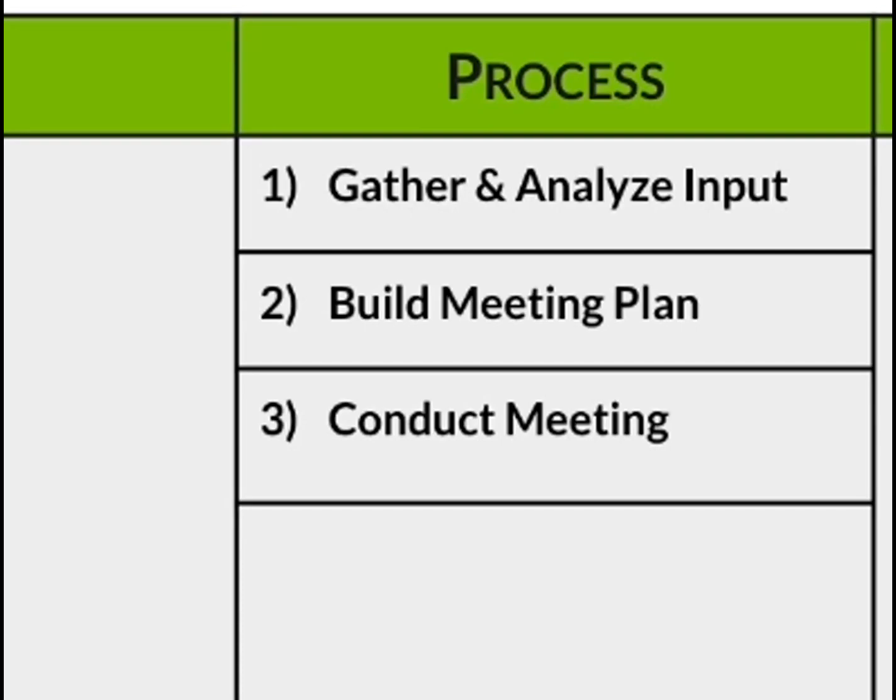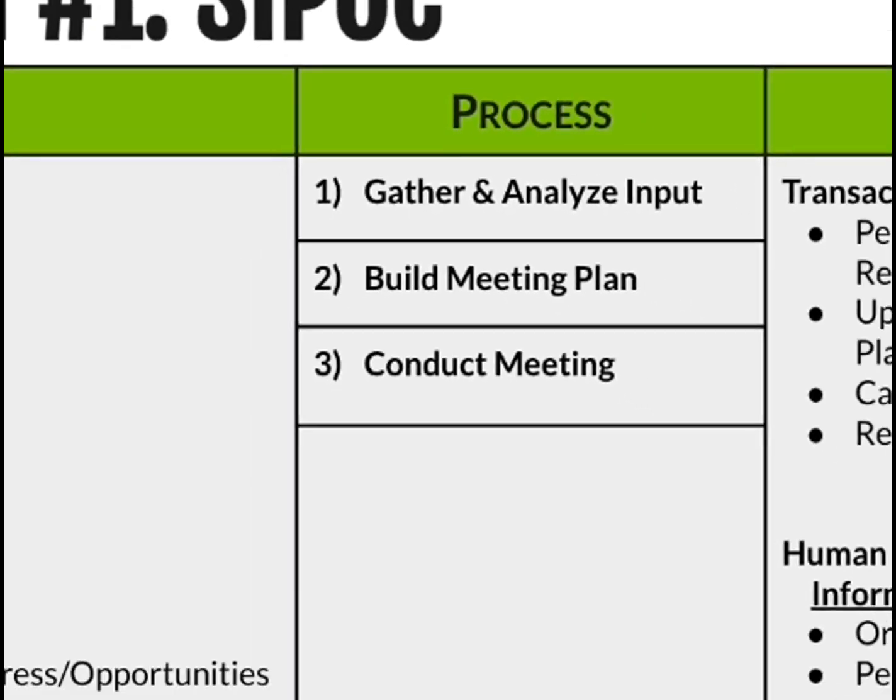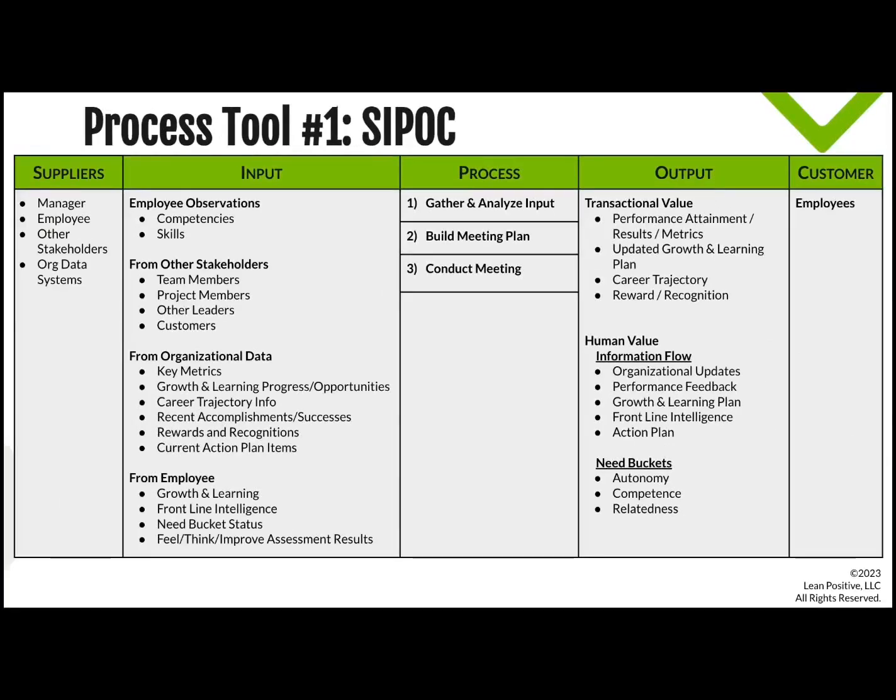The process is the steps, the activities, the tasks, the procedures that are required to complete the process. For one on ones, we've kept it pretty simple, just three steps. First, gather and analyze the input. Second, build the meeting plan. Third, conduct the meeting. The downloadable worksheet at the end of this course will walk your managers through these three steps in detail. We do recognize that your organization's one on one process might look a little bit different, but generally speaking, these three steps are required.